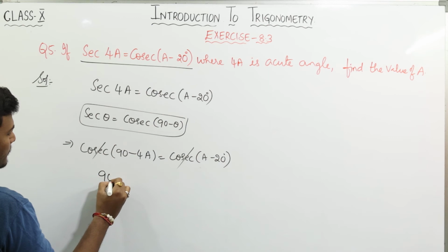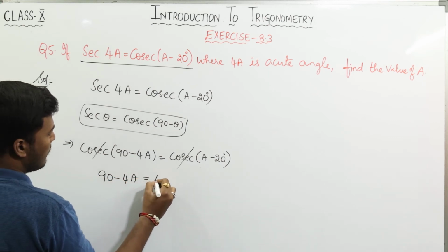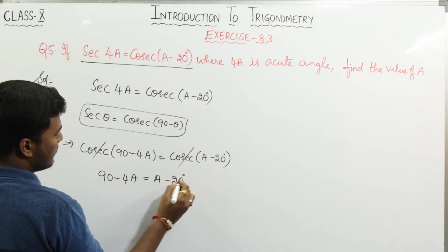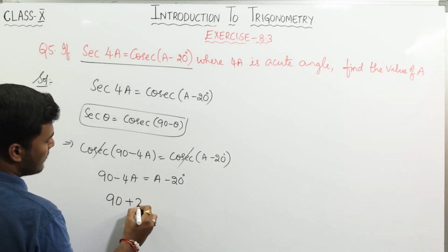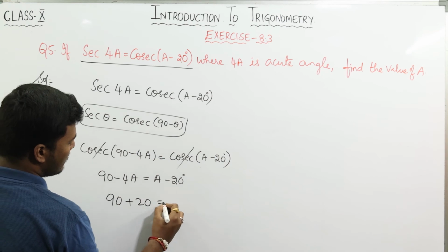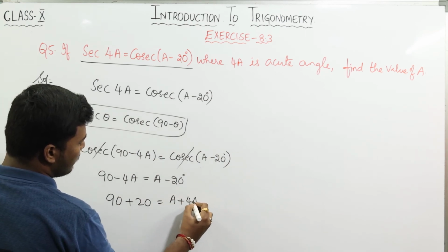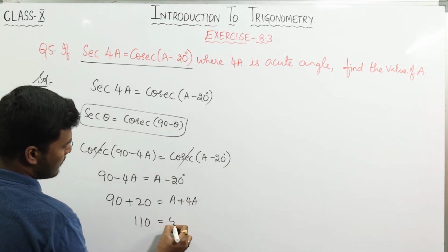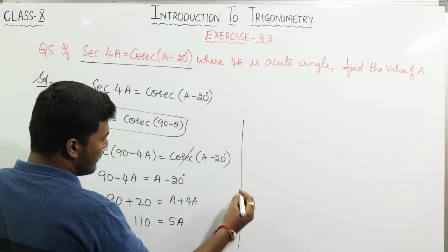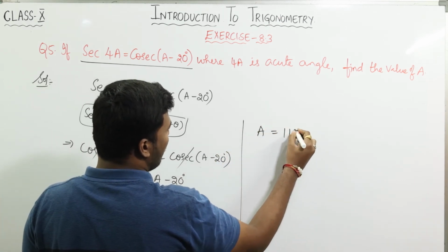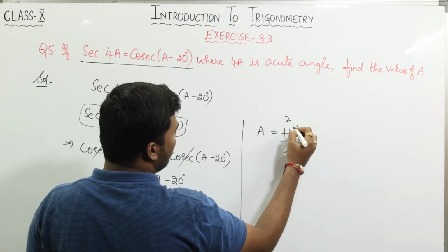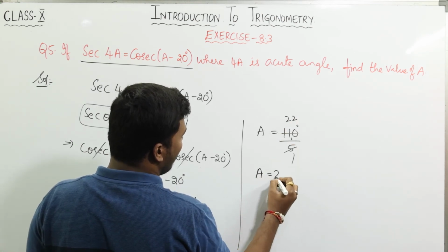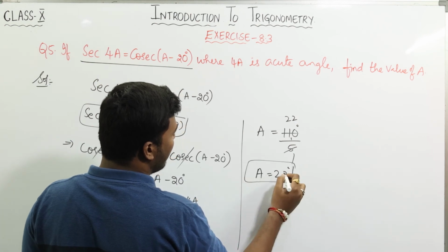Cosecant cancels. 90 minus 4A is equal to A minus 20 degrees. Shift A terms to one side and numbers to the other side. 90 plus 20 is equal to A plus 4A. So 110 is equal to 5A. From that, A will be equal to 110 by 5. That is 5 ones are 5, 5 twos are 10. So therefore, A is equal to 22 degrees.